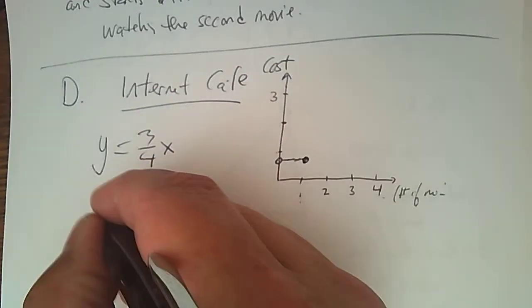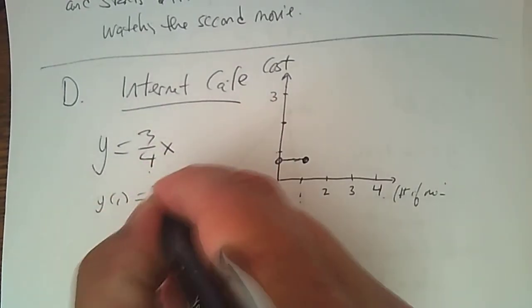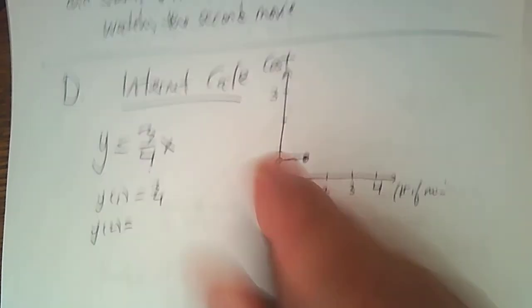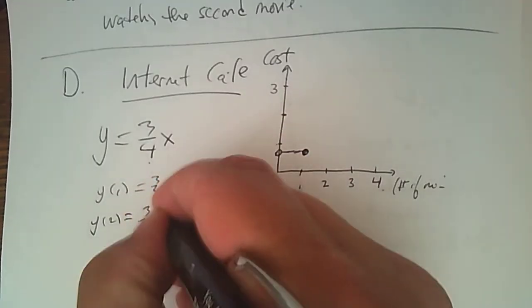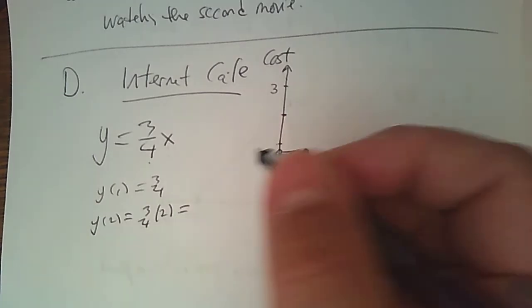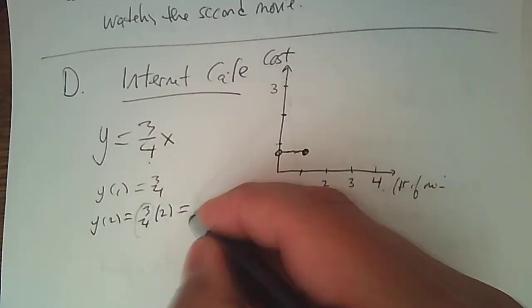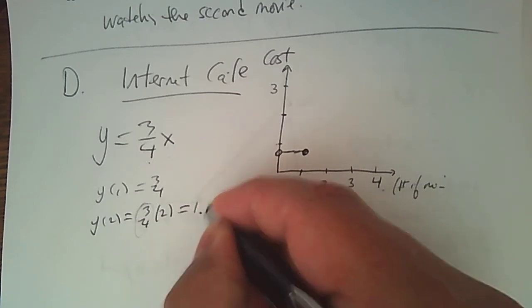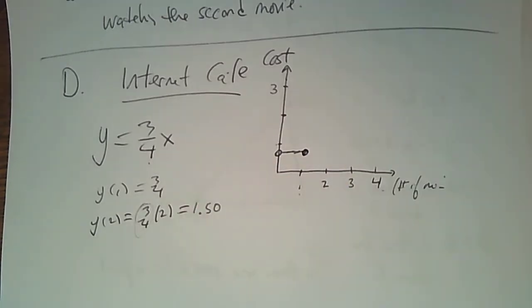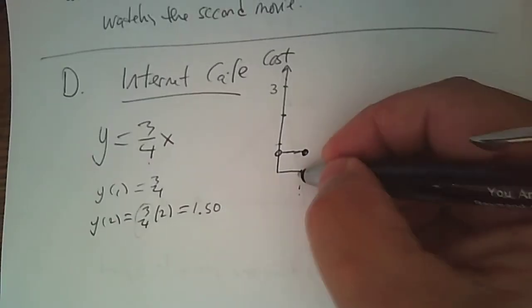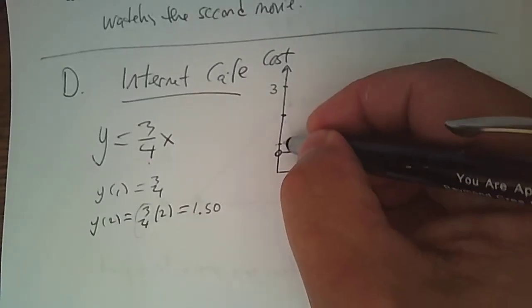So here, even if I do this on the side, if I plug in 1, the answer is 3/4. If I plug in 2, you get 3/4 times 2. Even some common sense, 3/4 and double it. So that's 6/4. How much would that be? You can see that's $1.50, right? And we want it in terms of money. So the next mark from 1 minute to 2 minutes would be $1.50.